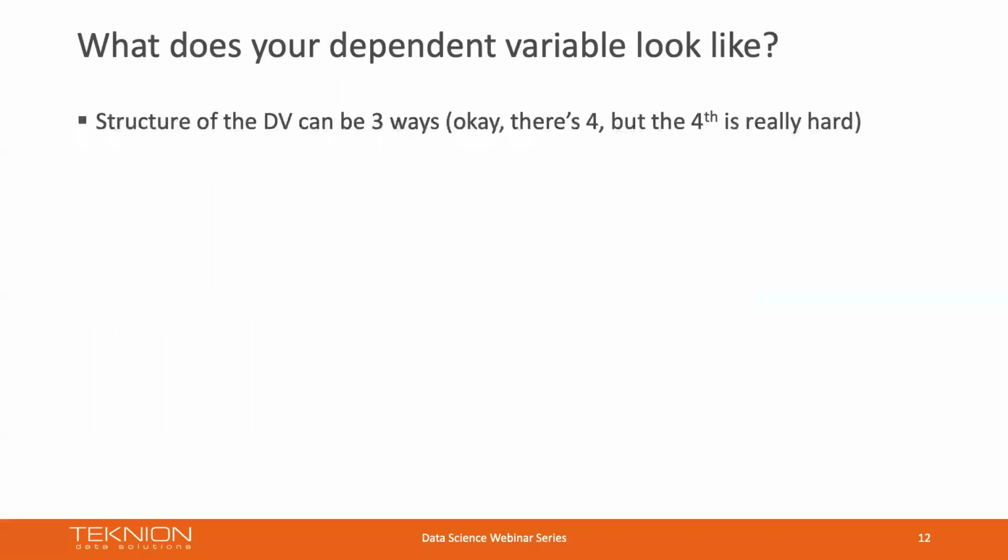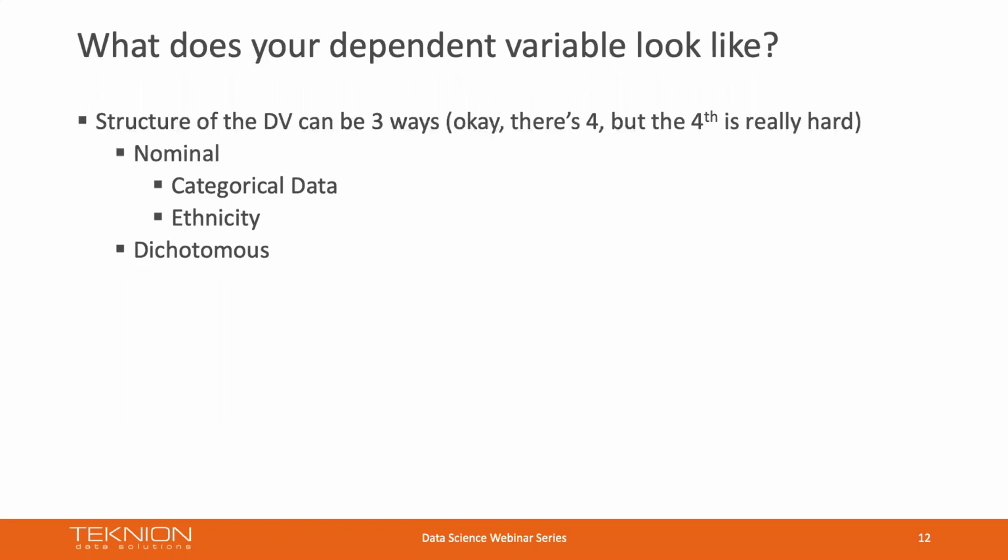And so really the structure of your dependent variable can be three ways. It really can be four, but the fourth is what we call ordinal data. But analyzing ordinal data is really hard, so I'm not going to talk about it here. But your dependent variable really needs to be one of three ways. It needs to be either nominal, which is categorical data, like ethnicity. So in this case, we have categorical data, like they belong in group 1 or group 2 or group 3, and you're trying to predict which group they belong to, okay?